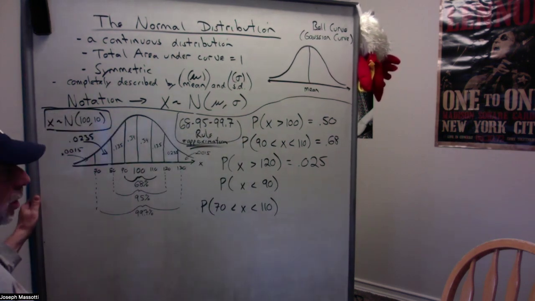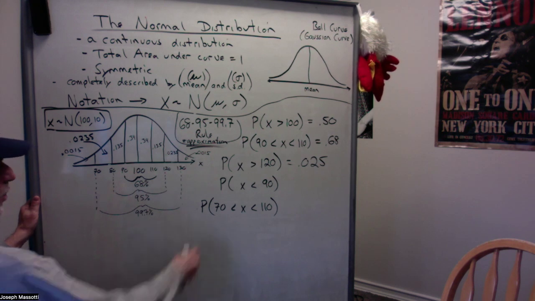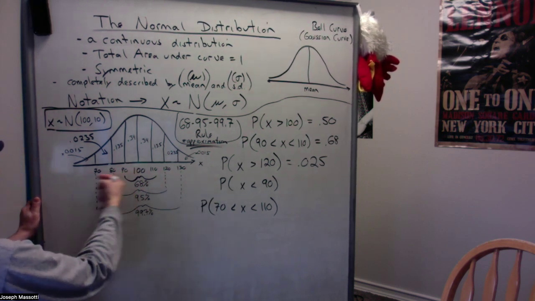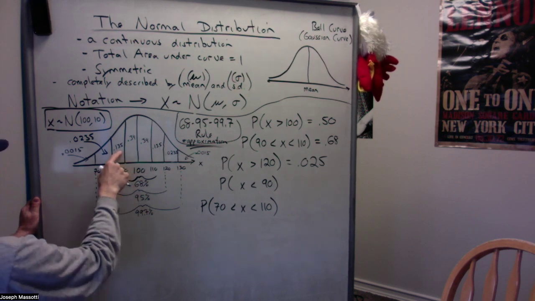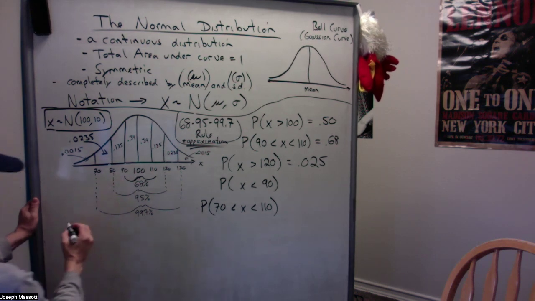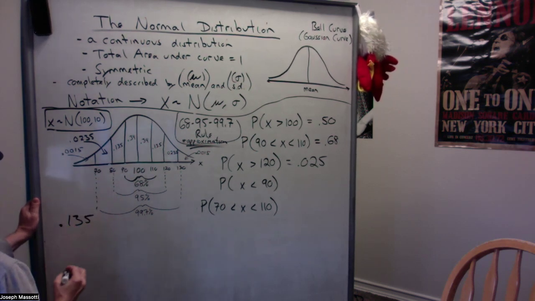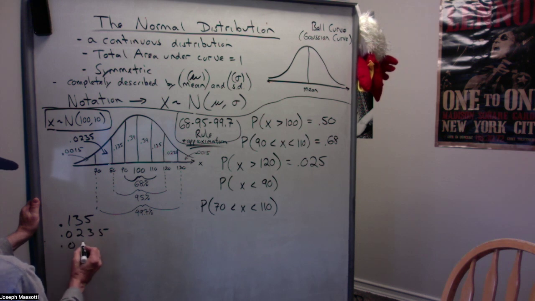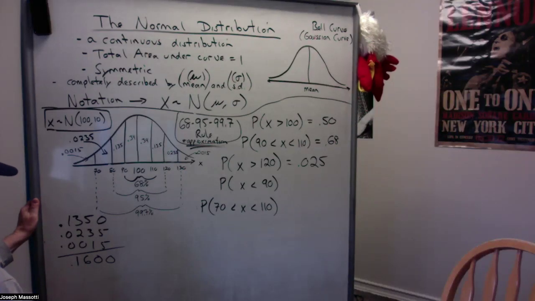So we're just breaking up the bell curve into pieces, and then depending on what question is being asked, we're adding those pieces together. Less than 90, so less than 90 is everything to the left of 90. So we're going to add up 0.135, 0.0235, and 0.0015. If you have to go off to the side and do that, you know how to add numbers. We add that up, right? We get 0.16, or 16%.